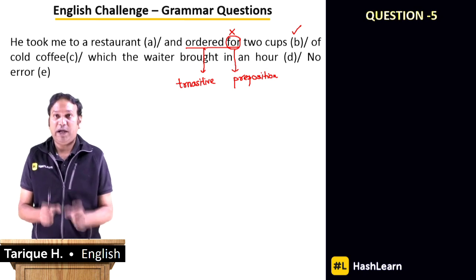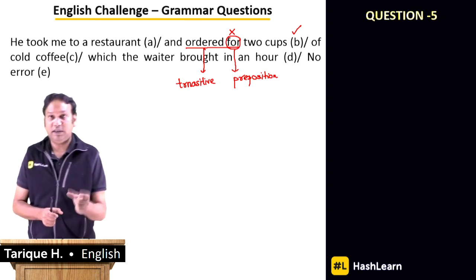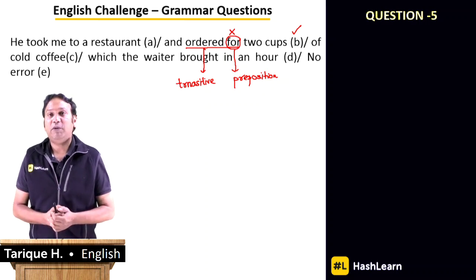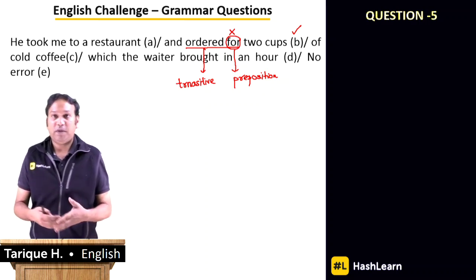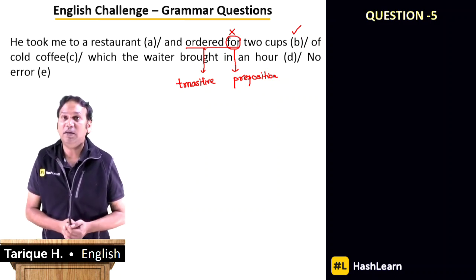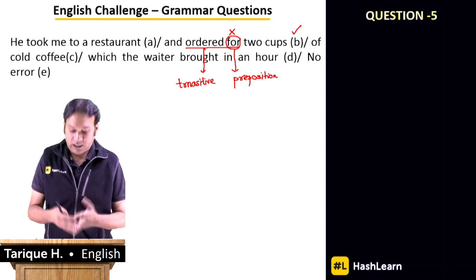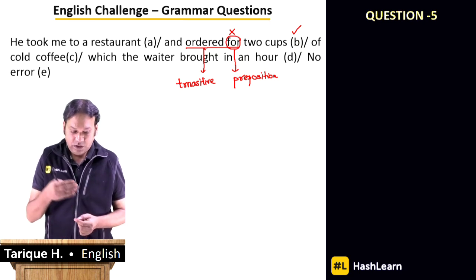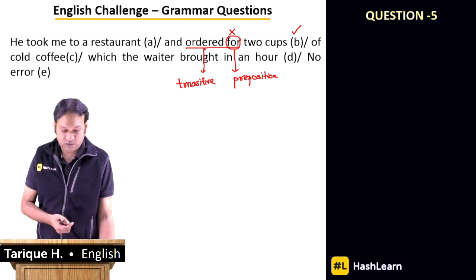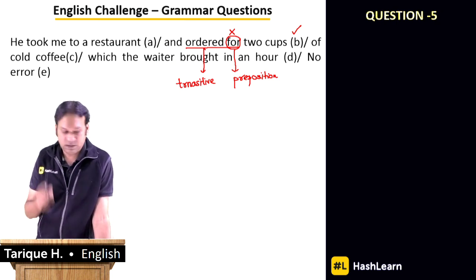That is your rule that you will write down for the sentence, that wherever we have a transitive verb, if we see a preposition there, then that will be wrong. And if you want to understand about these verbs, then you can go back and watch the grammar videos which I have done earlier, where I've discussed verbs and different types of verbs in detail. Okay, so he took me to a restaurant and ordered 2 cups of cold coffee, which the waiter brought in an hour. That is the answer for question number 5.